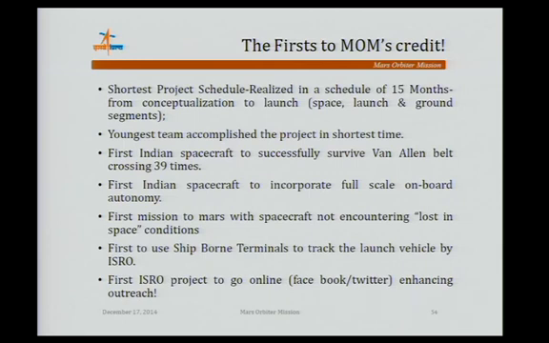Then first to use a shipborne terminal, that is for the initial tracking when it was launched. Shipborne terminals are used to track the satellite; this is the first time in ISRO. And project going online, that means basically all the operations taking place are available online, and on Twitter and Facebook it was getting updated. This is also first time it was done for other satellites. We were not doing that earlier. Next.